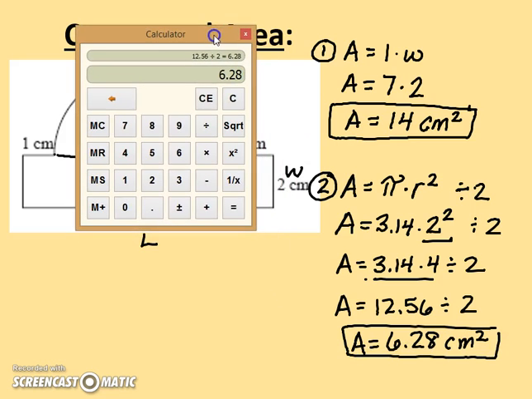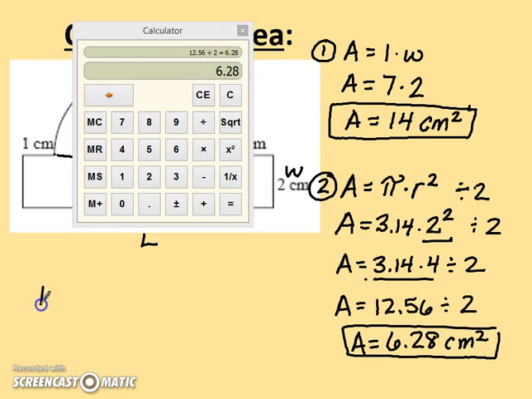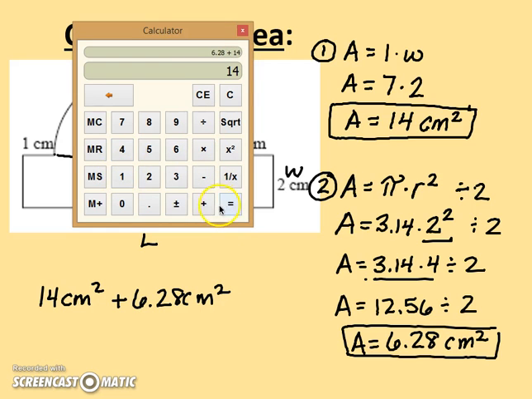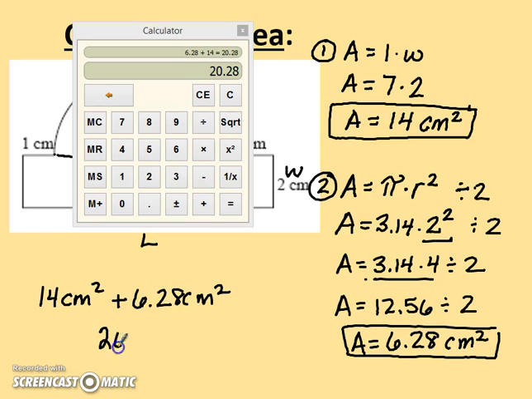To get my final area, I'll have to add 14 square centimeters and 6.28 square centimeters. And when I do, I get 20.28 square centimeters in all.